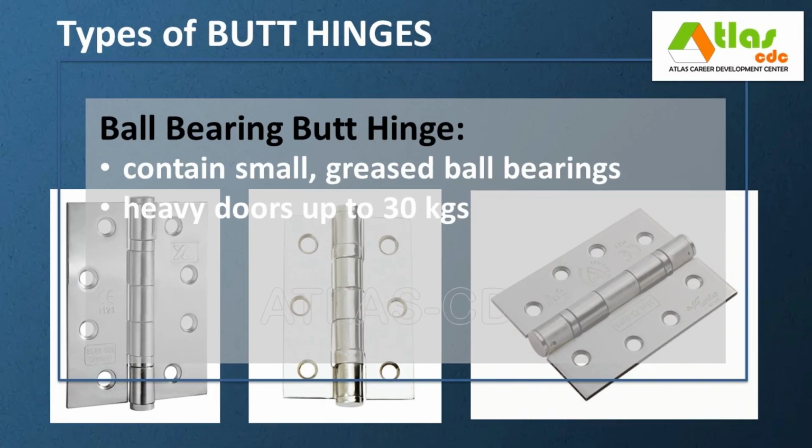Durable and long-lasting. Instead of a pin, a ball-bearing hinge has small, greased ball bearings in the knuckle of the hinge to reduce friction and create a permanently lubricated surface area. For heavy doors or external doors, these should always be your first choice. It can be used on doors up to 30 kilograms in weight. They operate smoothly, so they're also ideal for doors that see frequent use.